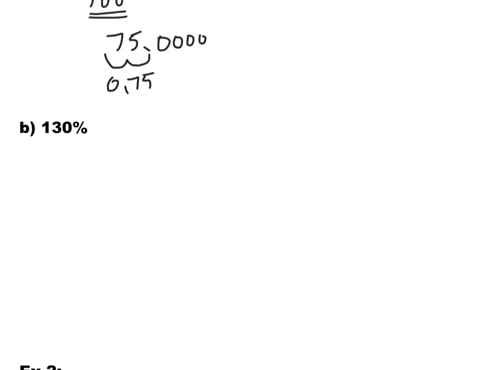We call 0.75 the decimal form, and we call 75 over 100 the fraction form. The next example is 130%. To write it in fraction form, I'm just going to write 130 divided by 100. This is my fraction form. To write it as a decimal, again, remember 130 is the same as 130.0000, doesn't matter how many zeros. And then because I'm dividing it by 100, I move this decimal point 2 units to the left. This becomes 1.30. And this is called the decimal form.